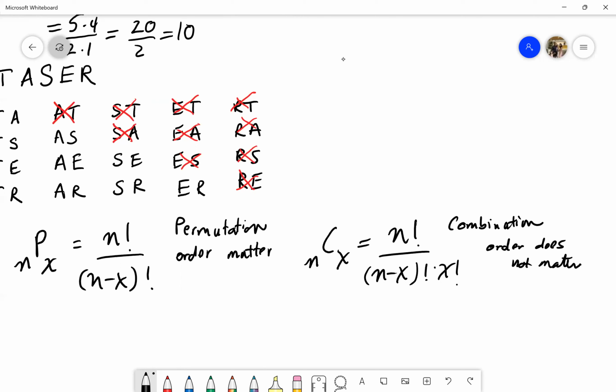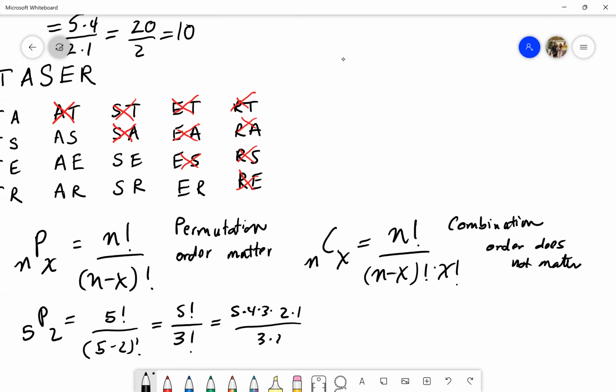So if you do 5P2, you get 5 factorial divided by 5 minus 2 factorial. So that's 5 factorial divided by 3 factorial, which is 5 times 4 times 3 times 2 times 1 divided by 3 times 2 times 1. And this comes out to 20. You see it, right? And the other one, we knew that 5C2 came out to 10 when we did the math on top. So that's what allows you to do that. You get it? Now, why is this important? Because that's where the C comes from. We use it because we're playing this game where we're counting stuff.